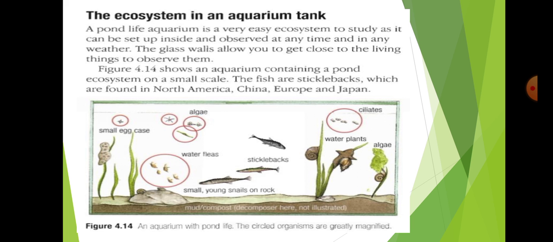So as we can see in figure 4.14, we have the algae, which represent the producers, and they are eaten by the water snails, and the snails are eaten by the fish. The fish also eat the algae, and they eat the water fleas.